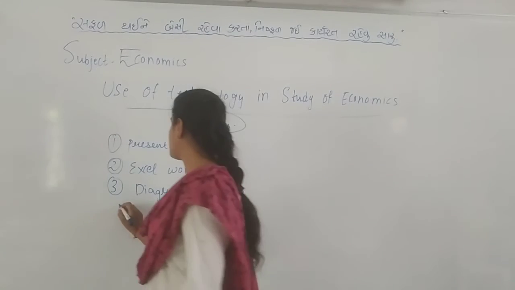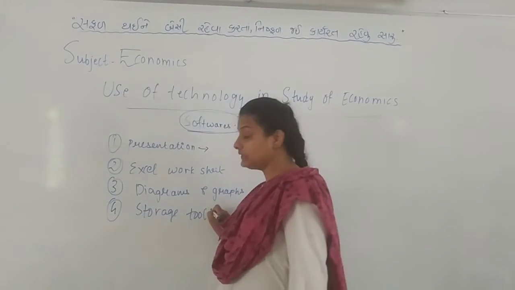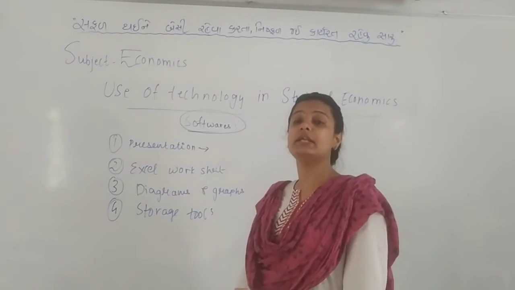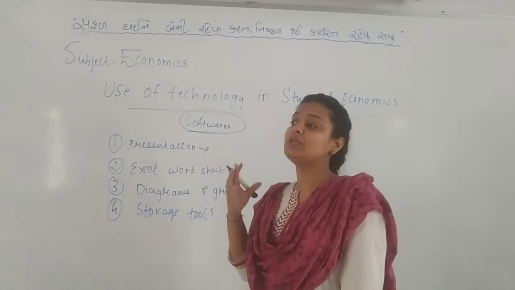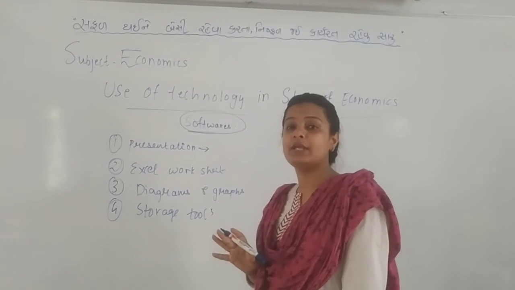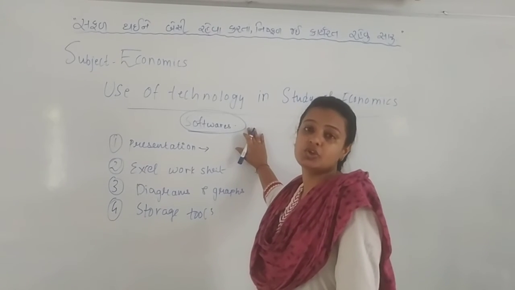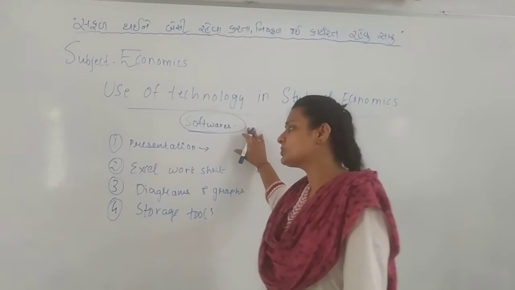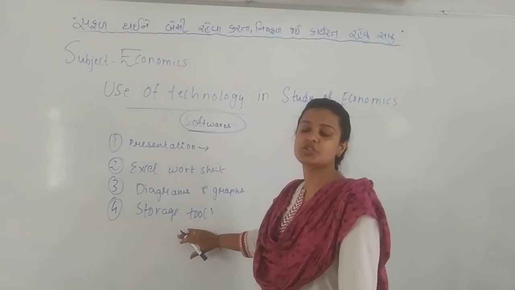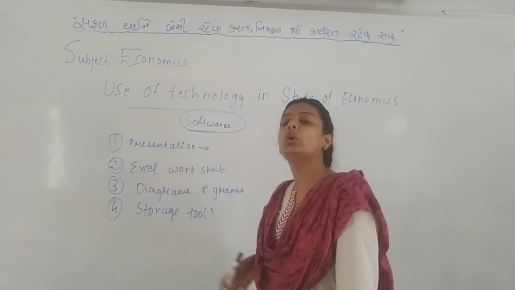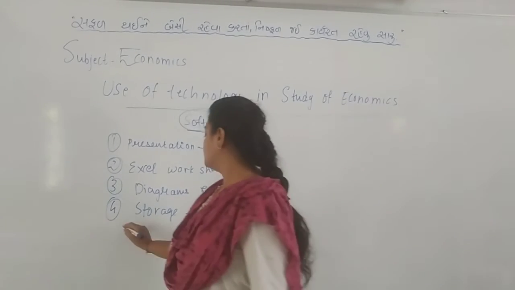Fourth is a storage tool. See, earlier, data were represented very manually, in the sense that they were handwritten and kept in big books, or records had to be kept. But now softwares are there, and the technology has upgraded. So many things are there with which you can store your data in a very easy manner. Whenever you require it, you can search for it, you just click and you get all the data available on your desktop.